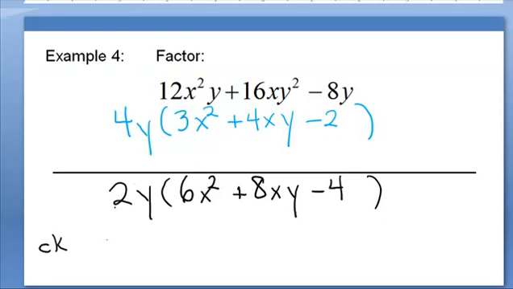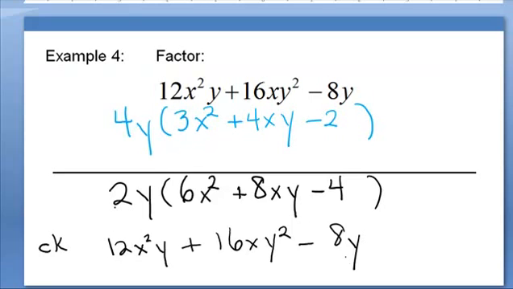So if you distribute, you're going to get 12x squared y plus 16xy squared minus 8y, which puts you back at the original. The problem is this is not factored completely. Inside, you left a common factor. And your clue here is that all of these are even. So it's partially factored, but it's not completely factored.